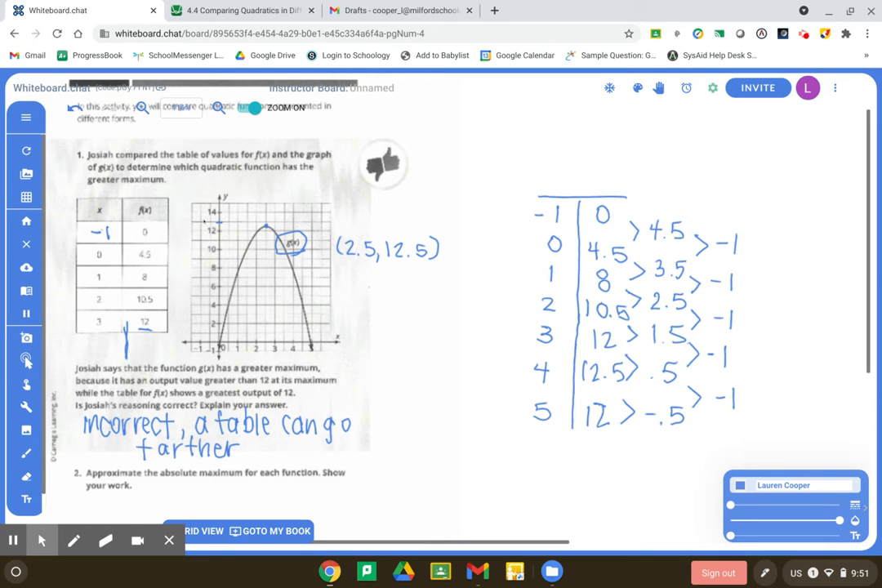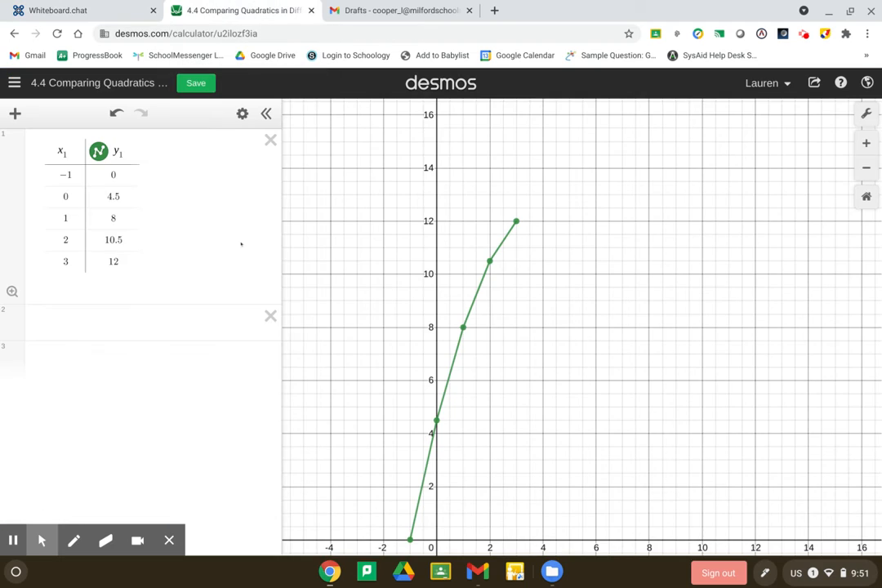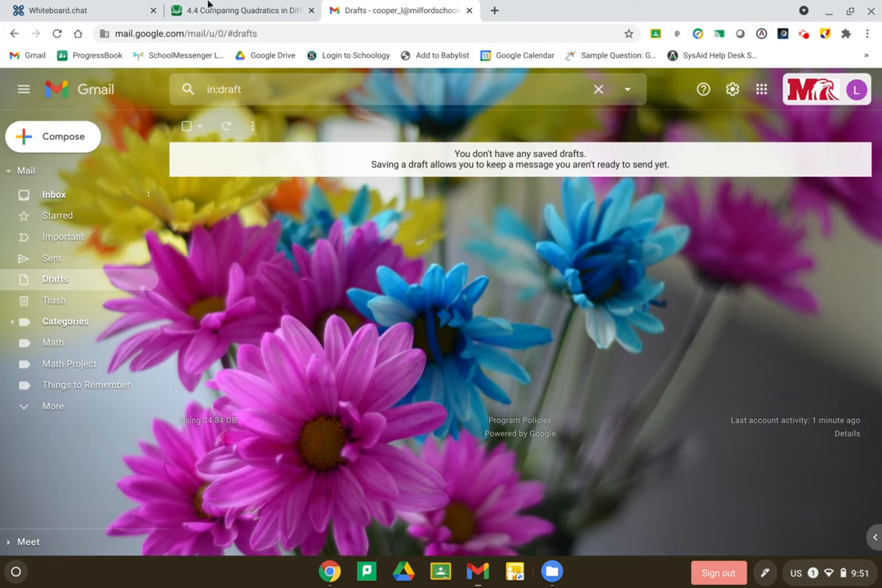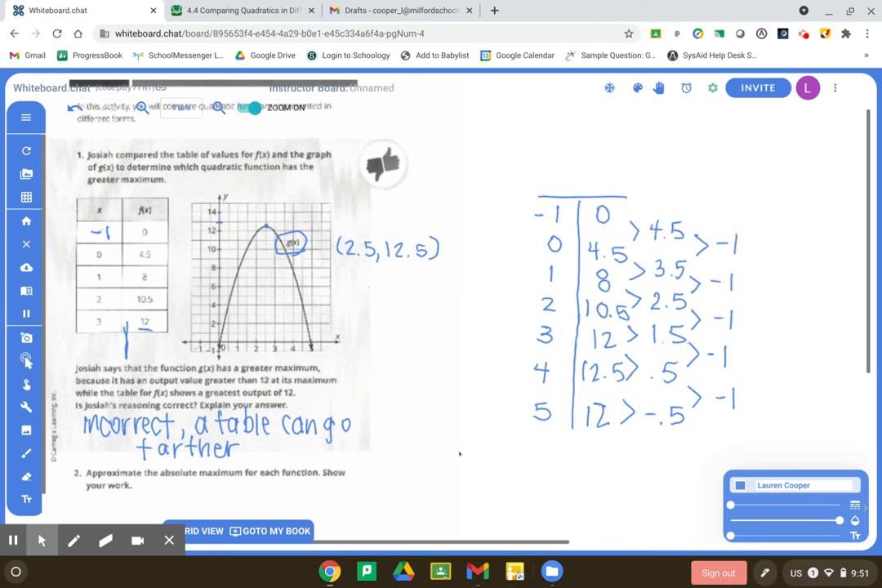So if we go back here, we can finish our table. So 4 would go to 12.5, and then 5 would go to 12. So notice actually our maximums are the same. So we found this maximum by doing our first difference, then our second, and just finishing our table.